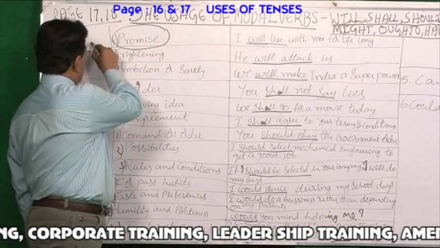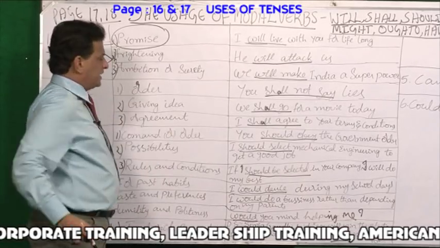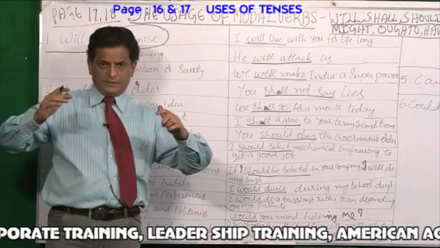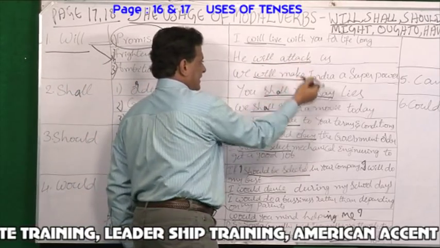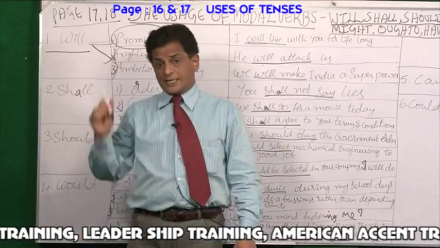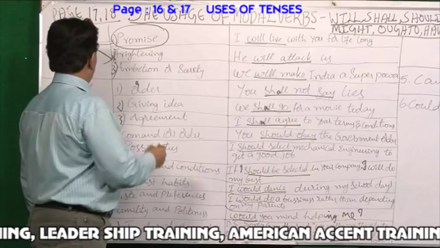Number 2, will is used for frightening. You are trying to frighten others. He will attack us. You are scared. He will attack us. So during the time of frightening, you are using the word will.